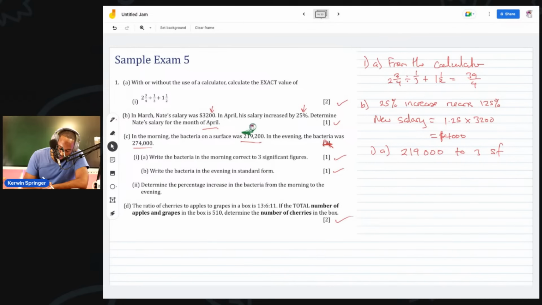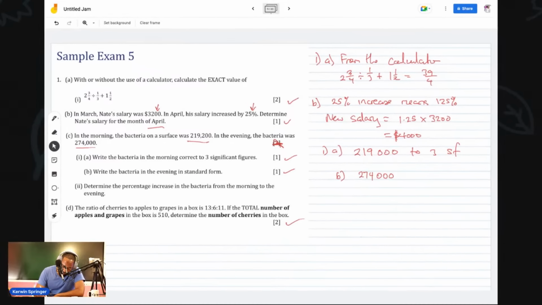Write the bacteria in the evening in standard form. So it's 274,000. In standard form, that's 2.74. And how many times do we move the decimal point? 1, 2, 3, 4, 5. Times 10 to the power of 5.